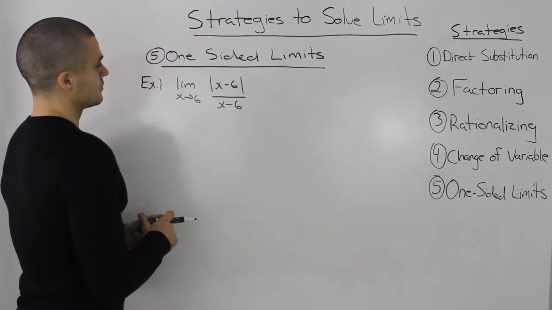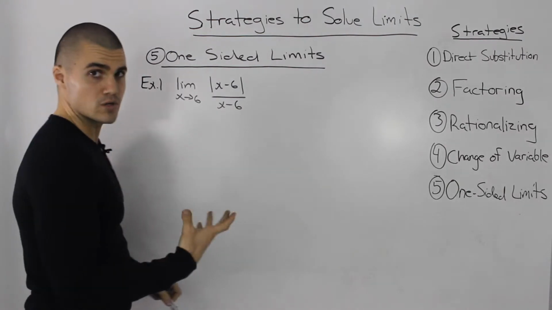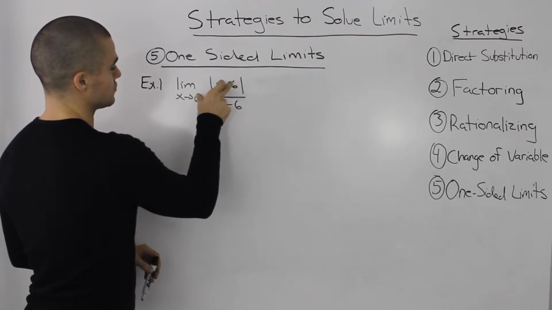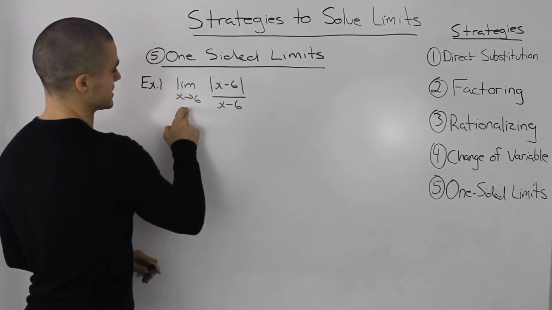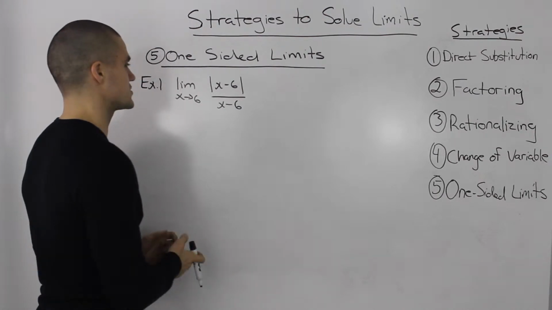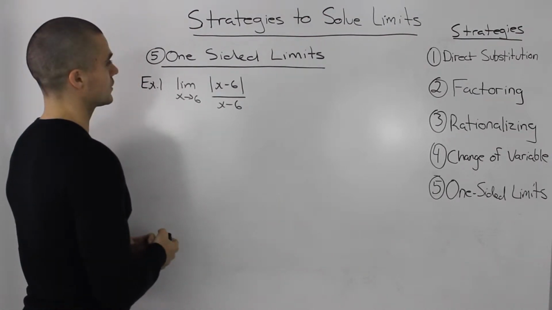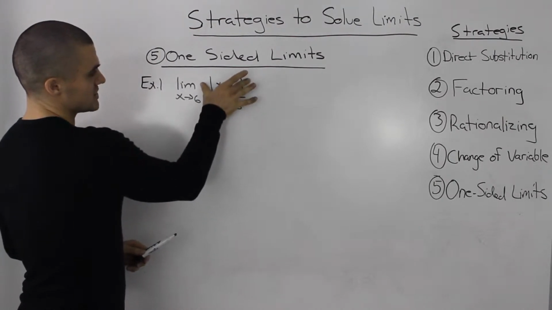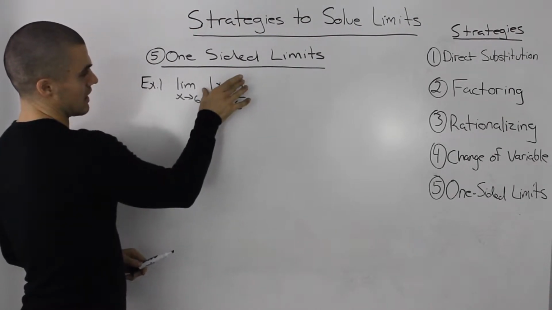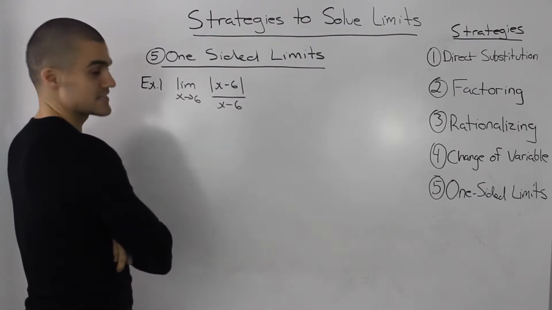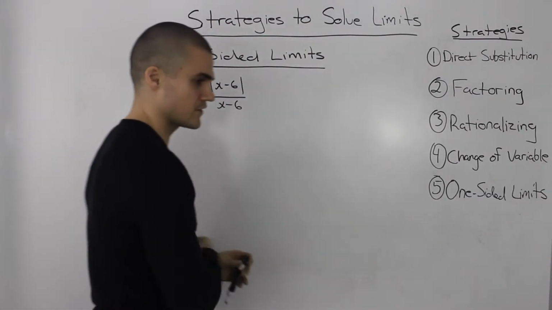So, first off, we have this limit. First thing you always want to check: can you directly substitute 6 in? Well, if we substitute 6 into the numerator, we get 0, and if we substitute 6 into the denominator, we also get 0. So we'll have an indeterminate form of 0 over 0, so that won't work. So the trick is that you want to change this function here, the absolute value of x minus 6 over x minus 6, into a piecewise function.